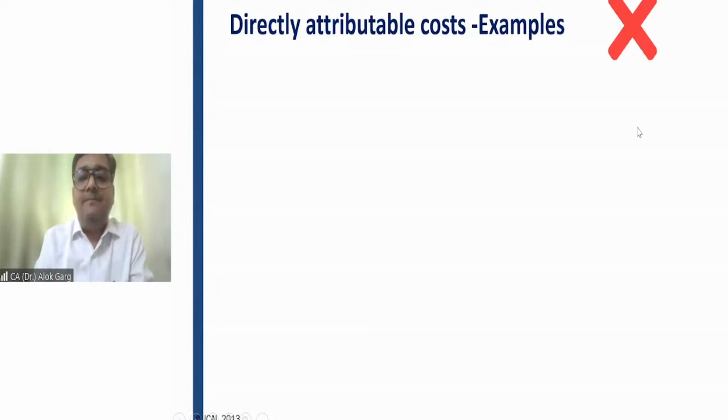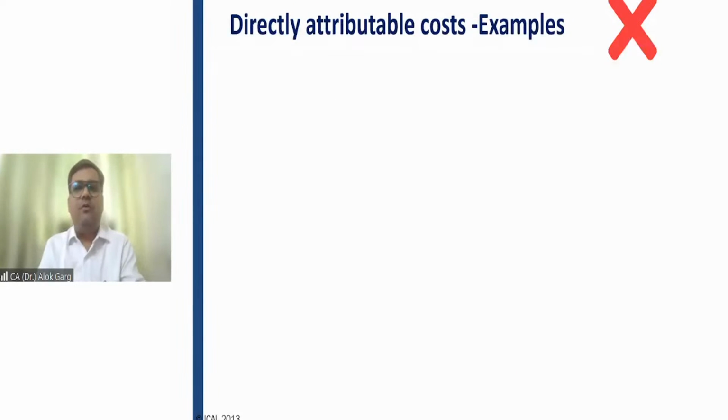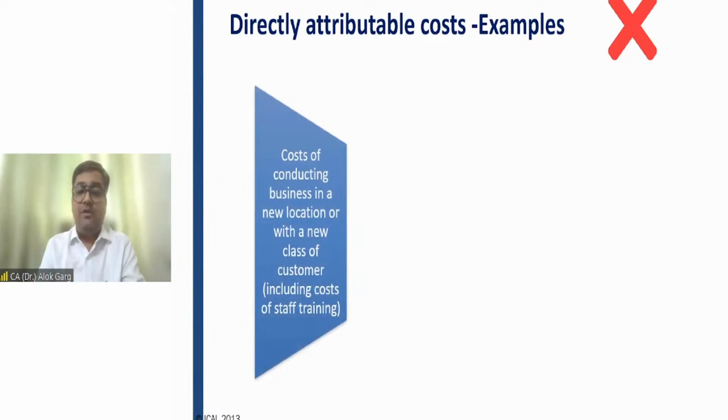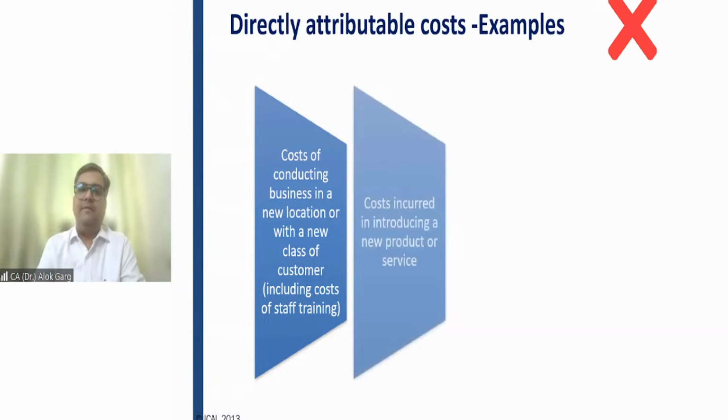Now, friends, I have given you the example of directly attributable cost, but few items will not qualify as directly attributable cost. Cost of conducting business in a new location or with a new class of customer. For example, the company has moved its factory from India to China. And now they are giving training to Indian employees for the Chinese language, right? So this kind of training cost is not going to be capitalized. It has to be charged to the P&L.